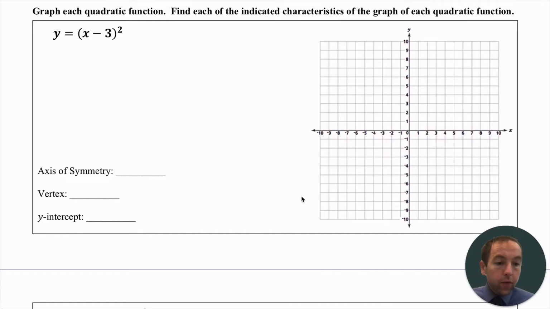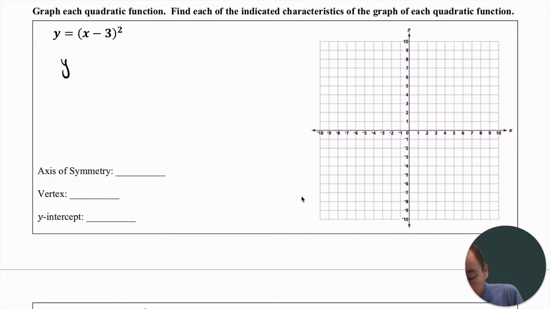We're going to go through 4 different examples of graphing quadratic functions that are all expressed in vertex form, as well as being able to find some various characteristics of these graphs, including the axis of symmetry, vertex, and intercepts. So with this very first equation, it is expressed in vertex form.